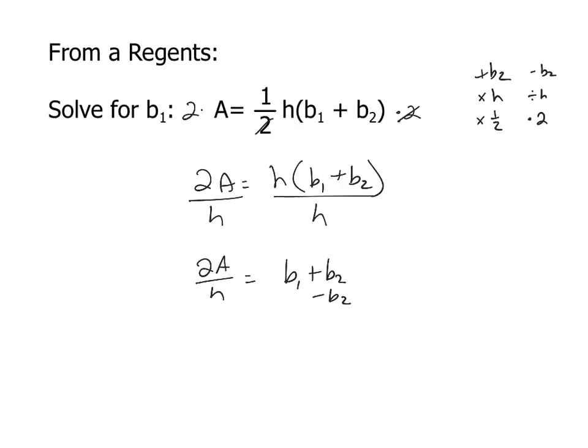And now we'll subtract B2. And again, I'm just going to write it on that side. 2A over h minus B2 equals B1. There's our answer. So hopefully you see that this undoing process can be extended not just to an equation where you're only solving for x, but you can rearrange a formula to solve for any variable.